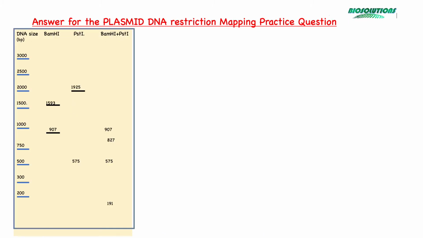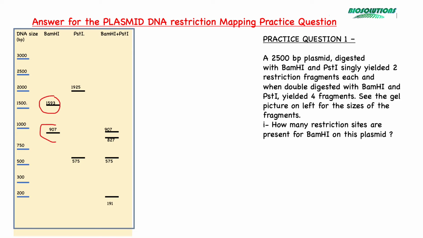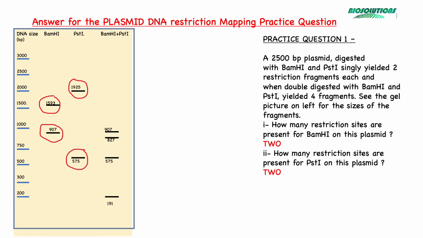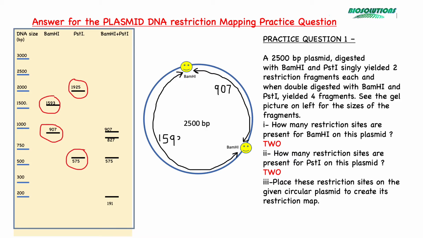Hope you solved them. For problem number 1, how many restriction sites are present for BamHI on this plasmid? Okay, let's look at the gel picture. Both BamHI and PstI produce 2 fragments each. And as we learned earlier, for a circular DNA, the number of restriction sites equals the number of fragments. Hence, the answer for this part and the next part will be 2 sites for each enzyme. Let's place these restriction sites on the circular plasmid map like this, for BamHI, for PstI, and this satisfies our restriction fragment sizes.